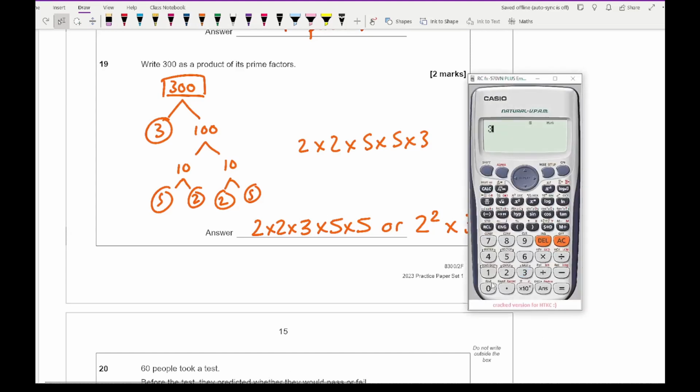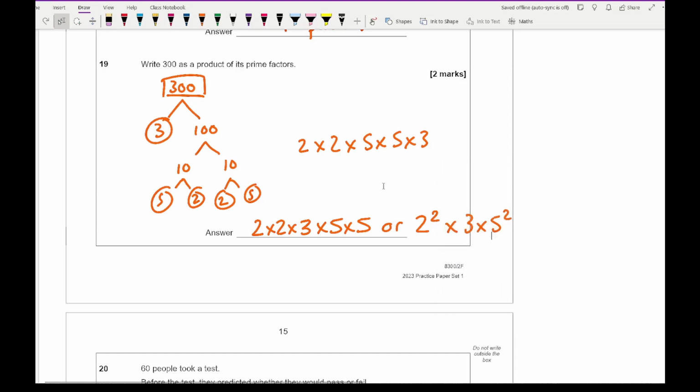Now alternatively, if you have got a Casio calculator, you could have done it on your calculator by typing in the number, pressing equals, and then pressing shift, and you're looking for the fact, in which it should give you the correct answer also.